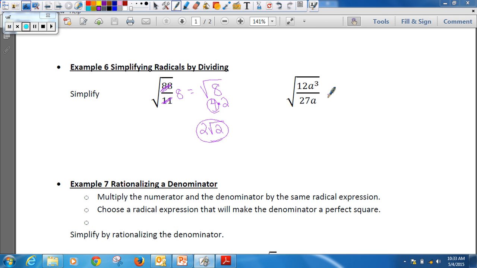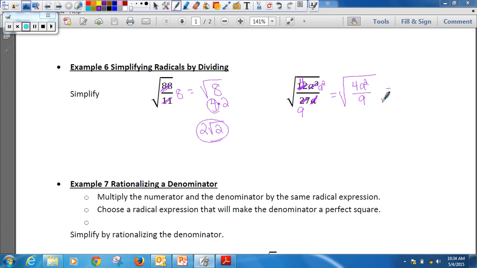Our second one here, 3 will go into both 12 and 27. 3 will go into 12 4 times. I'm going to rewrite that. 27, 3 will go into it 9 times. A cubed divided by a. Remember, when we divide, we subtract the exponents, and the leftovers go where the bigger exponent was, so this would be a squared. So I currently have left the following: the square root of the quantity 4a squared all over 9.